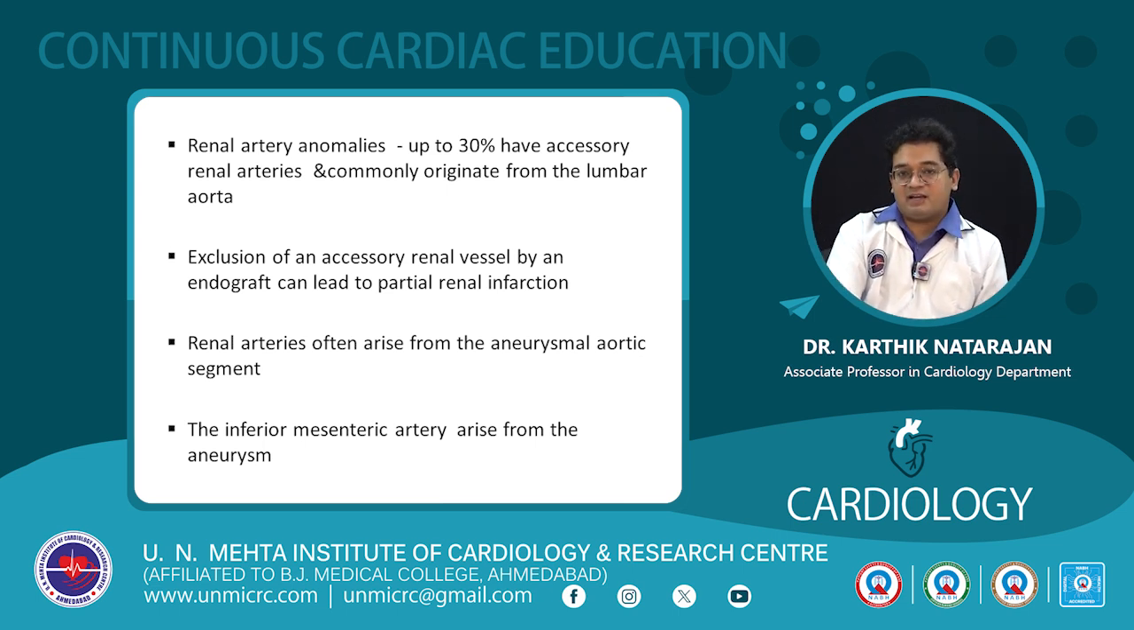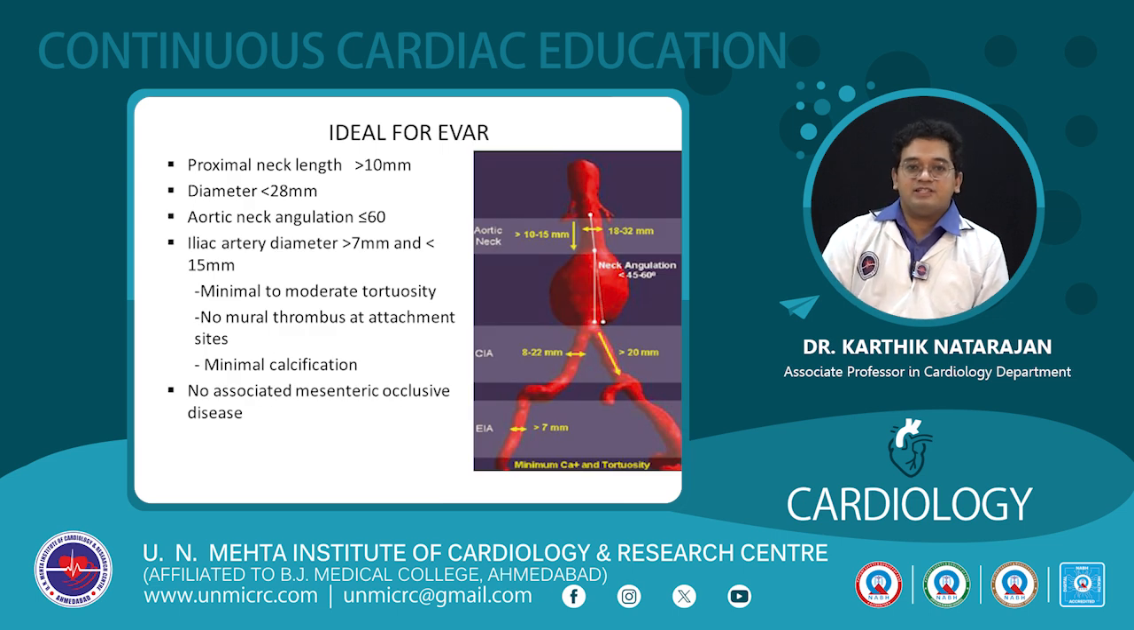The inferior mesenteric artery may also arise from the aneurysm, which may need to be coiled to prevent bleeding into the aneurysm sac. So this is what is ideal for an EVAR. You can see that the aortic neck should be more than 15 millimeters.